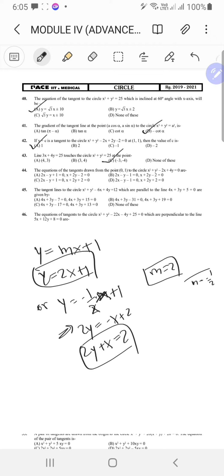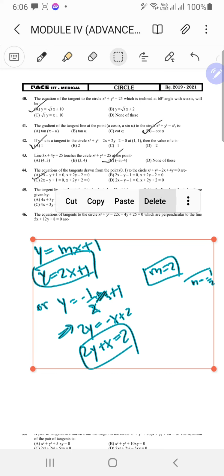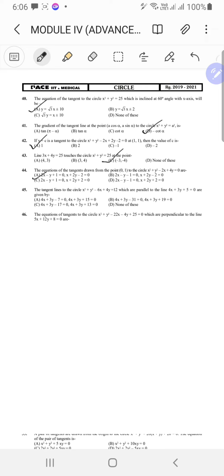So there you get it. We got the equations. So first one is 2x minus y plus 1, right? The next one is 2y plus x minus 2. So 2x minus y plus 1 and x plus 2y minus 2. Cool, let's move on.